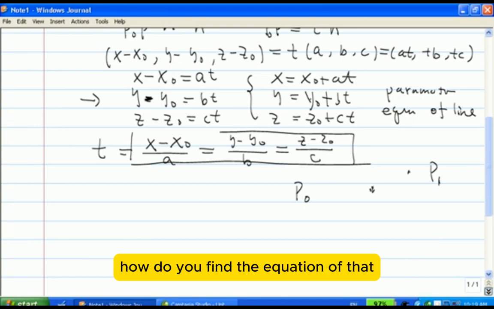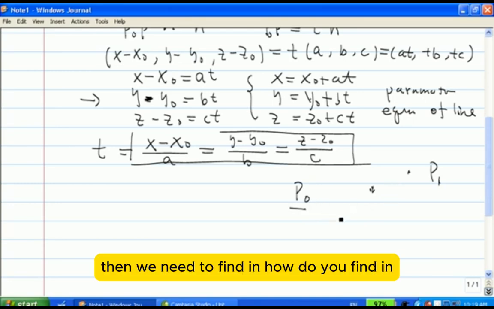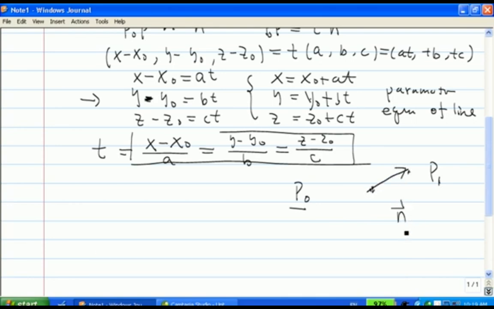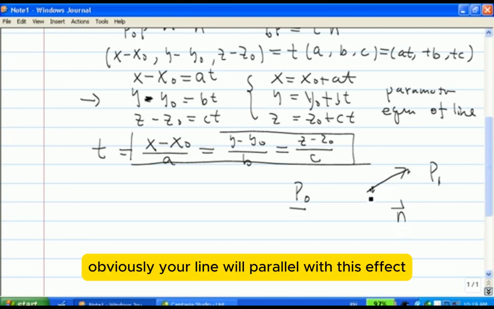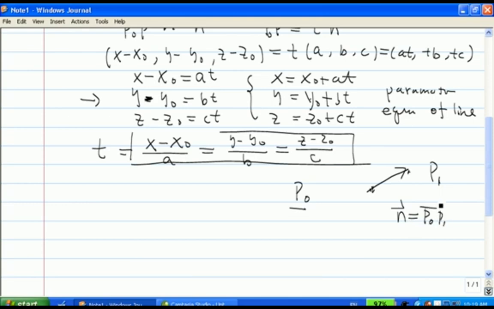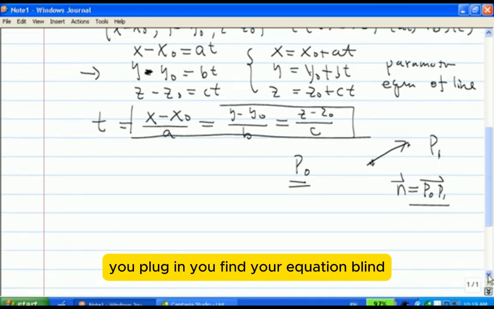How do you find the equation of that? You can use either of those points as your P0. Then we need to find n. How do you find n? I give you two points, so you can find a vector. Obviously your line will be parallel with this vector, right? So your n really is the vector P0P1. So you have P0 and you have n. You plug in, and you find your equation of the line.